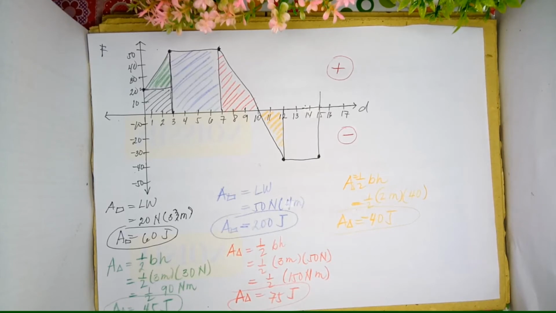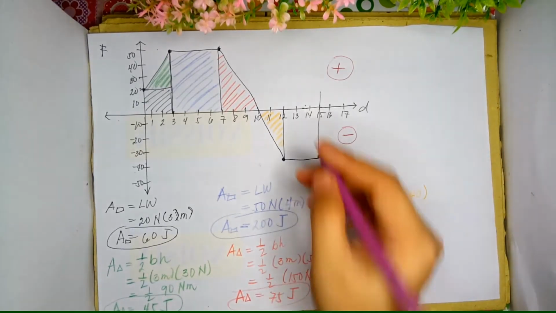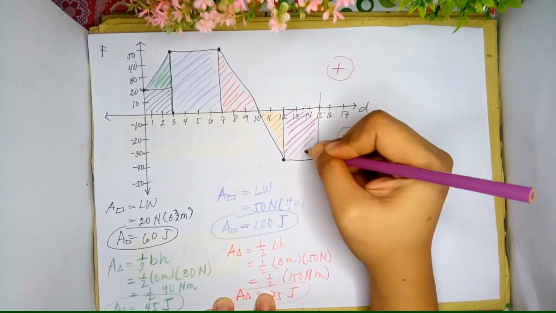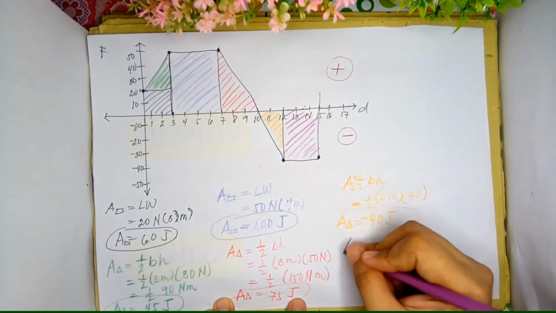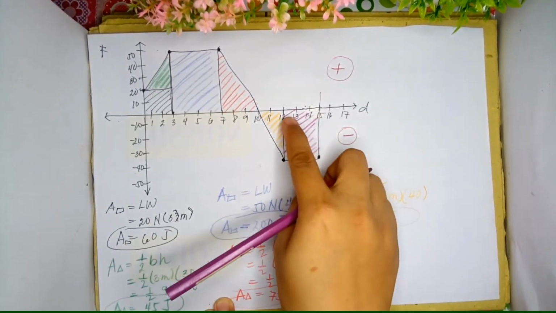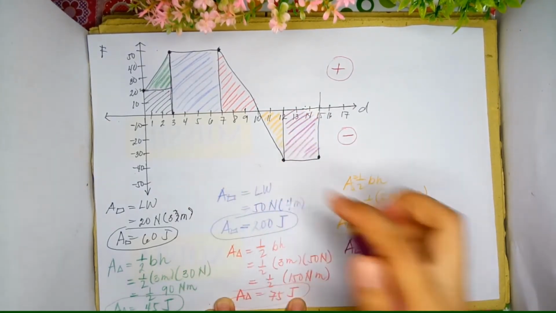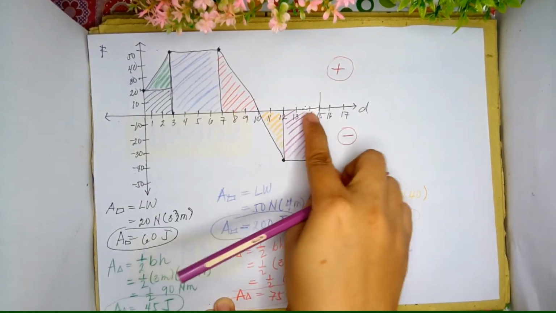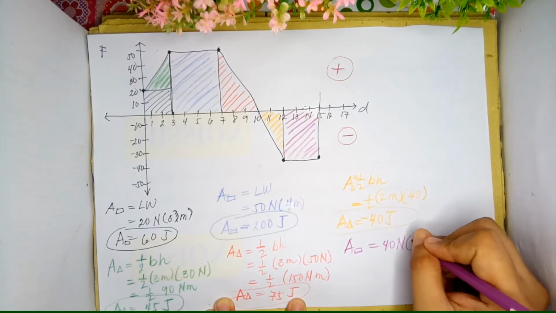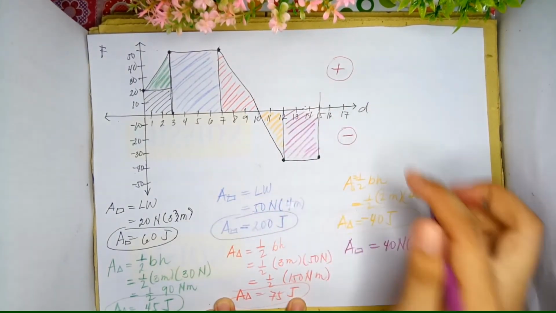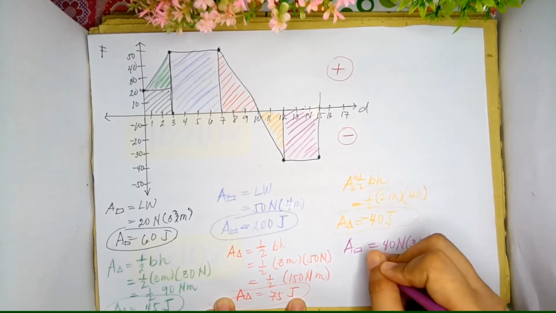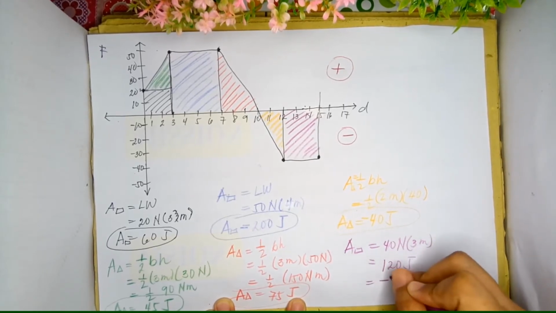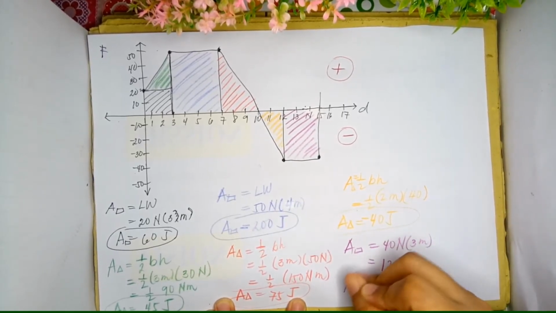So, last one natin is yung area ng ating rectangle na ito. Okay, so area of rectangle. So, ang ating length muna is 40 Newton times yung ating displacement or yung ating width is 3 meters. So, we will get 120 joules or negative 120 joules.